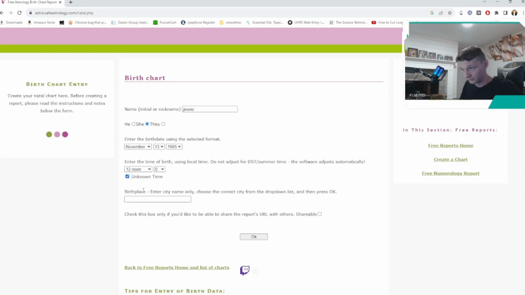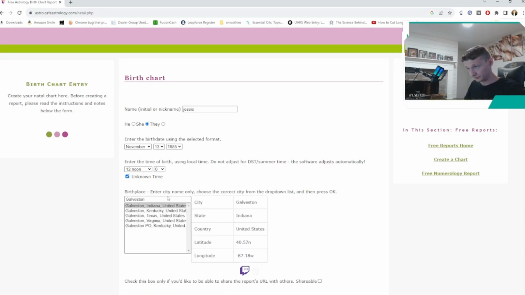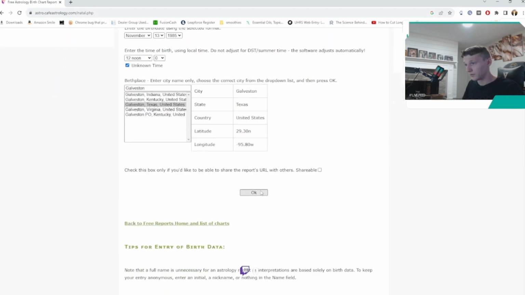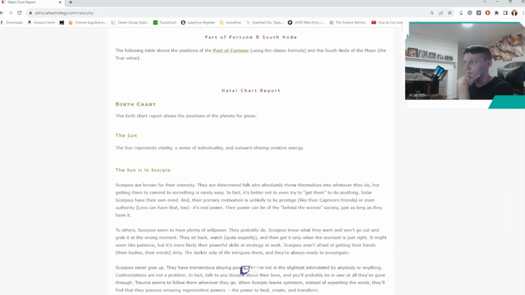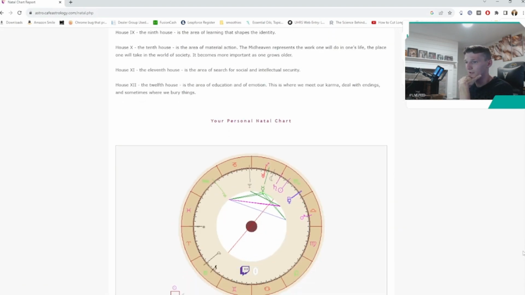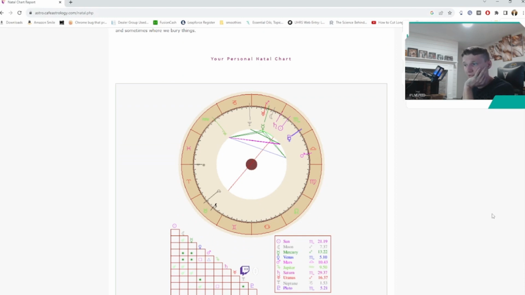Unknown time. There we go. That's why I use this one, because it has unknown. Okay. And see, it's going to give you a chart, but there's no houses. See? No houses. Oh, it's such an ugly chart too.